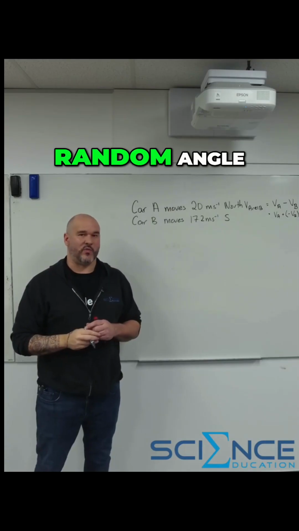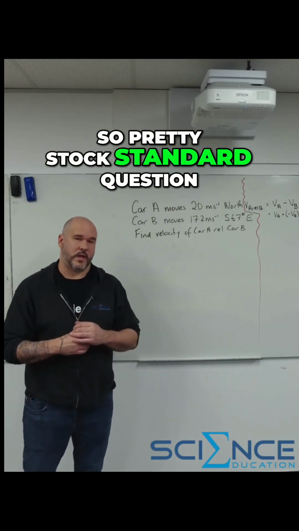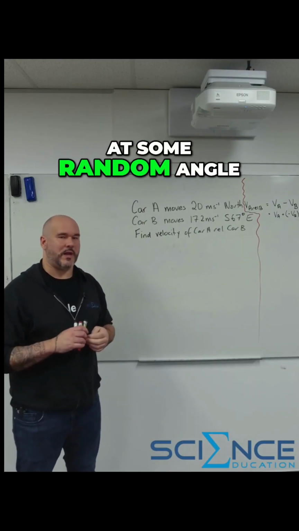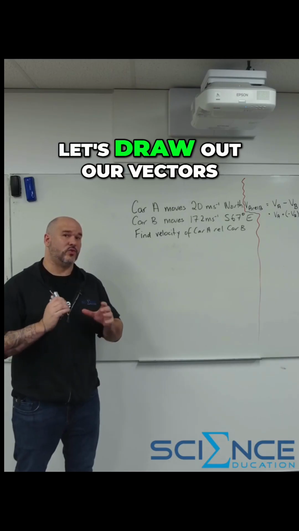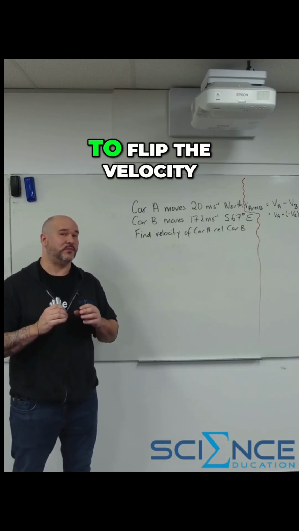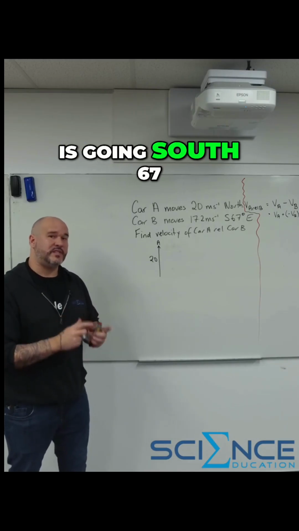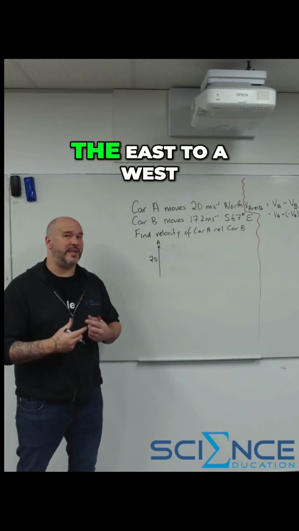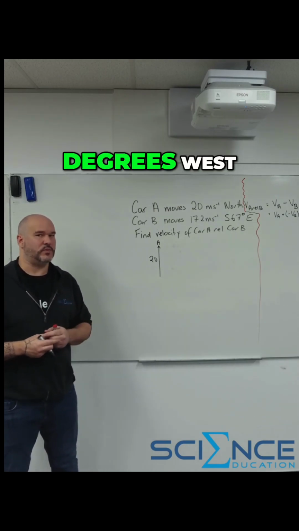So let's make this some random angle, maybe about 67 degrees. So pretty stock standard question. Car A is going north, car B is going at some random angle. Find the velocity of one relative to the other. So firstly, let's draw out our vectors, but recognize we need to flip the velocity vector for car B. So if car B is going south 67 degrees east, all you do is you change the south to a north and the east to a west. So the negative velocity vector is north 67 degrees west.